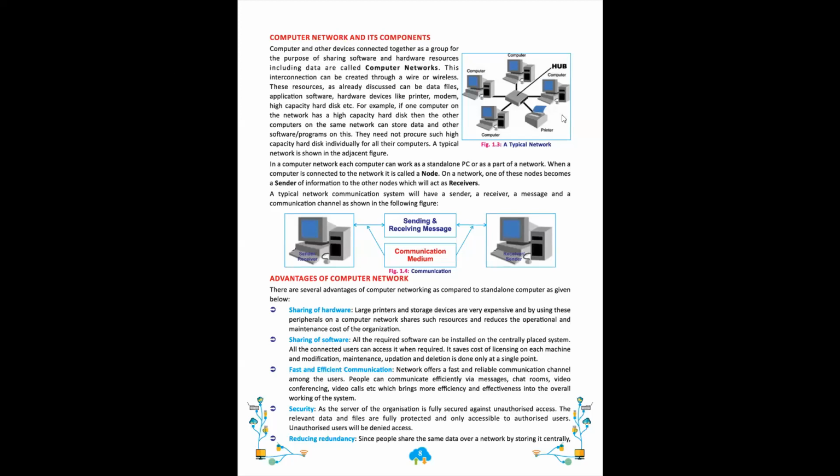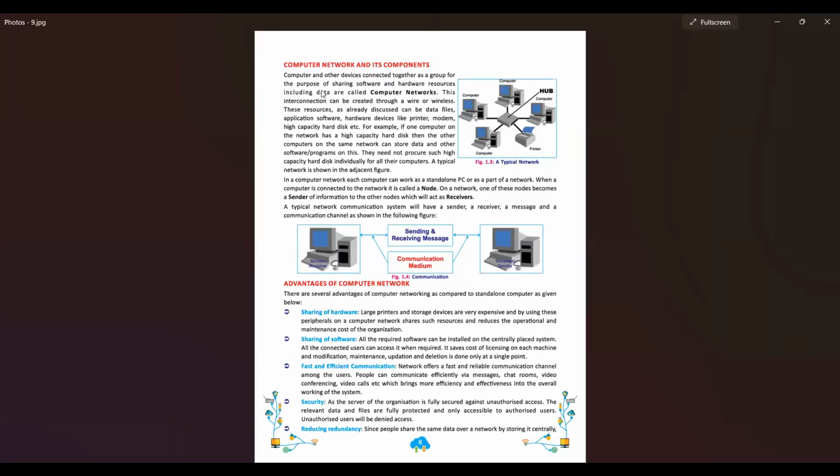computer network and its components. There are various components which are involved in the computer network. Computers and other devices are connected together as a group for the purpose of sharing software, hardware and resources, including data, called a computer network. As the definition says, computers and other devices are connected with each other in a group for the purpose of sharing data and hardware.